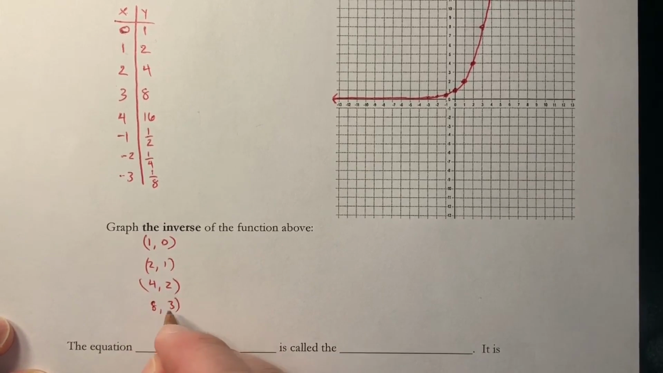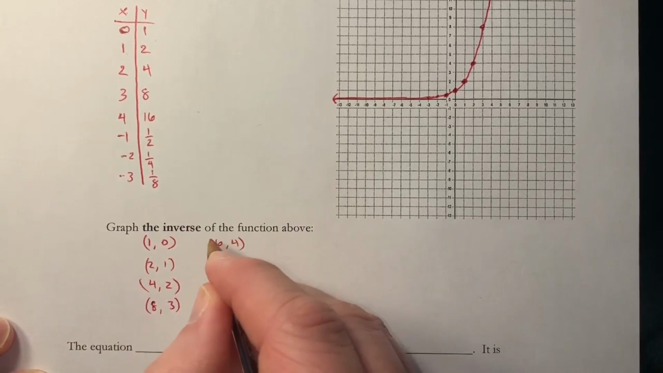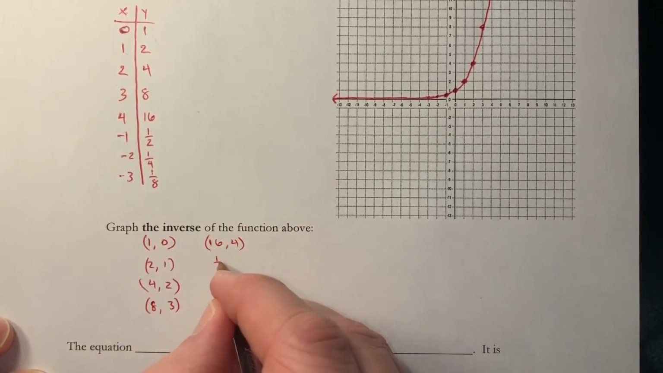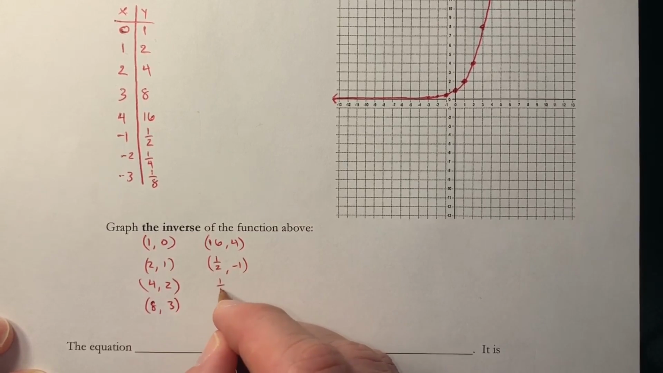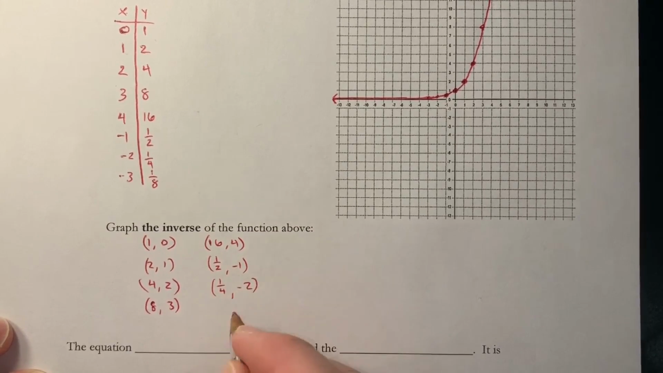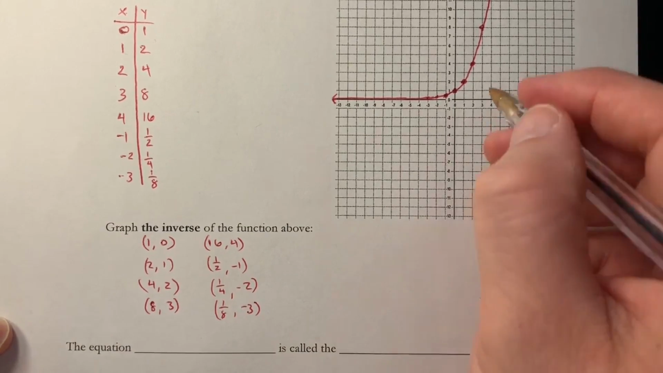8, 3. 16, 4. 1/2, negative 1. 1/4, negative 2. And 1/8, negative 3. Okay, so we'll graph all of those points.